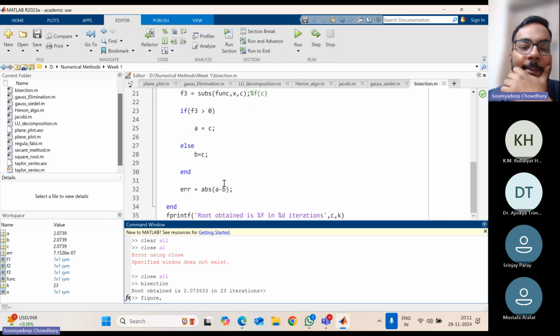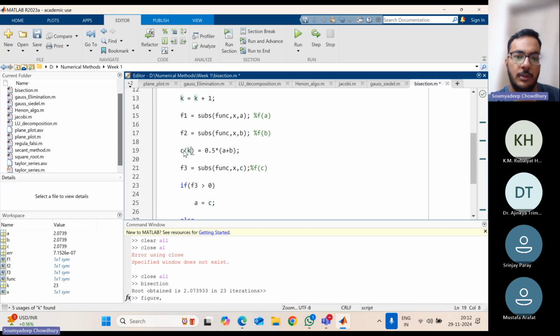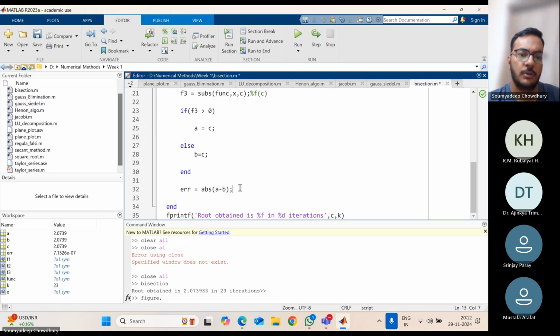Now if I want to plot, I think it is not stored here. P is not stored, right? So what we can do is store this. In order to plot this, I'll store all the intermediate values also in an array in C. A will be equal to C of K.